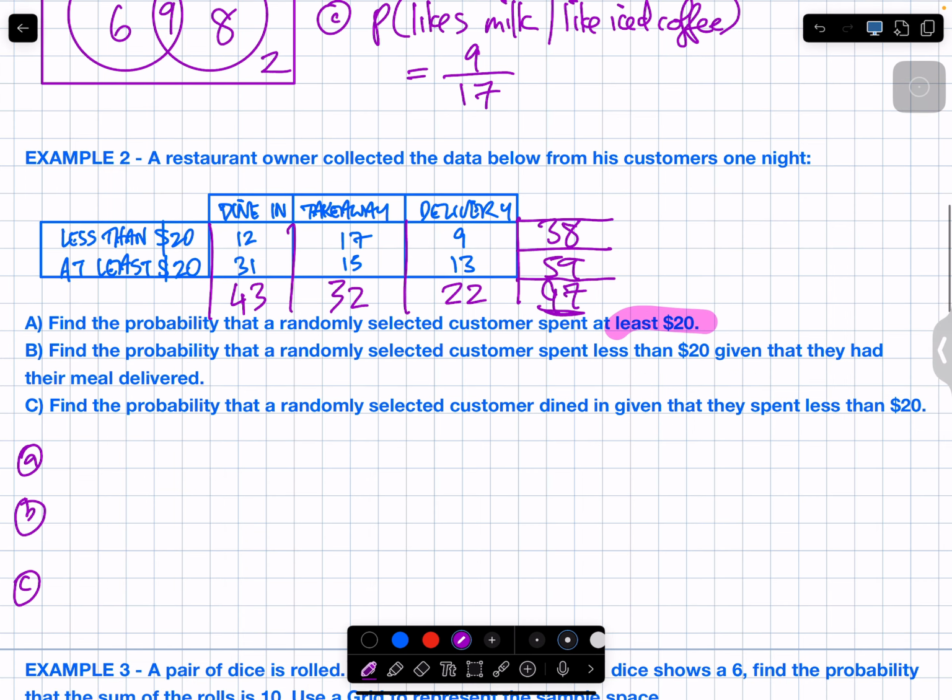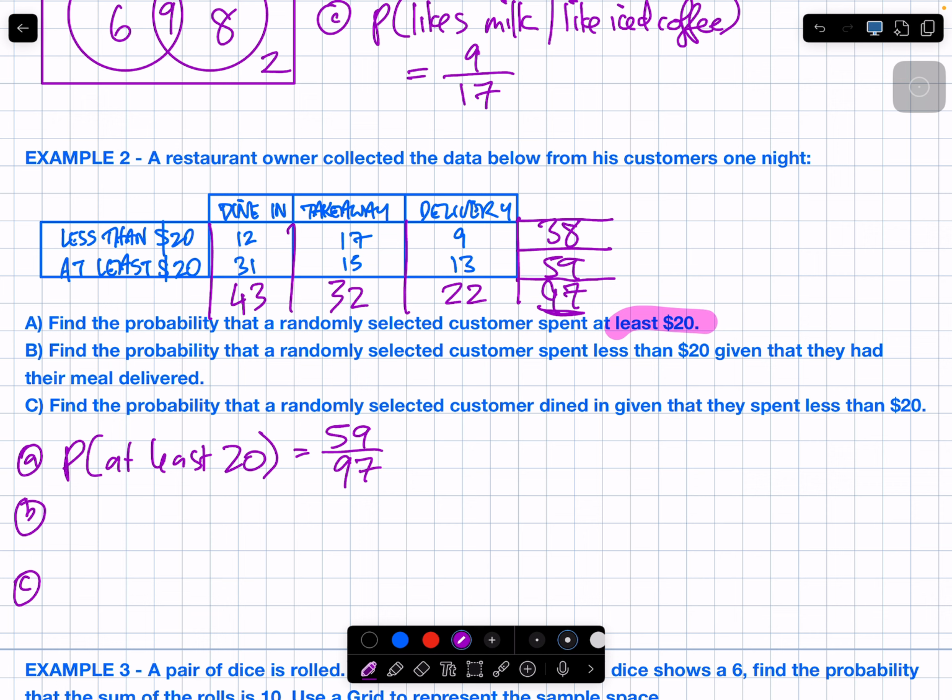A, find the probability a randomly selected customer spent at least 20. Probability at least 20. Are there any conditions applied to A? No conditions. You're just selecting a person. How many people spent at least 20? 59. That's why we extended, over 97. Pretty sure that's not going to cancel down.